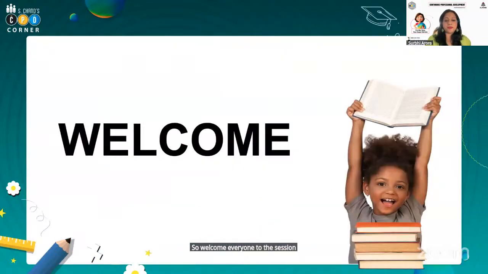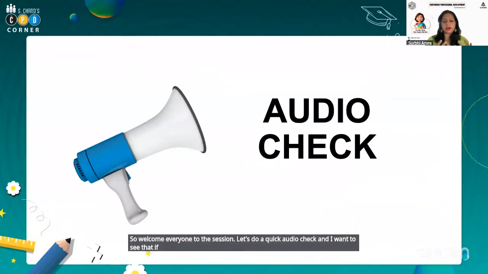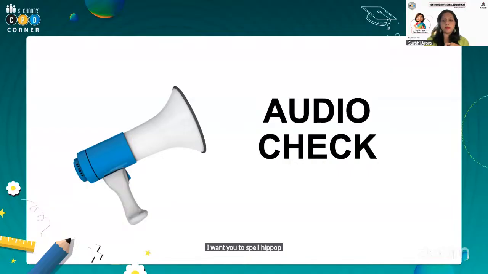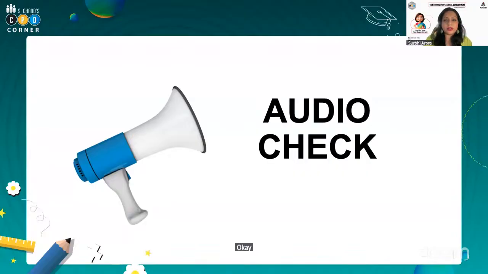Let's do a quick audio check, and I want to see if you can hear my voice clearly or not. If you can hear my voice pretty clear, I want you to spell hippopotamus for me in the chat window. So I want you to use the chat window and give me the spelling of hippopotamus. Okay, so we had the over enthusiastic. I want to see the first one.